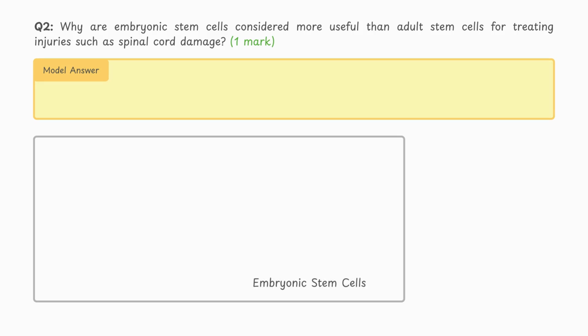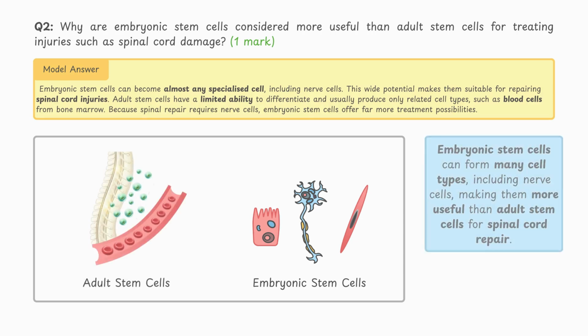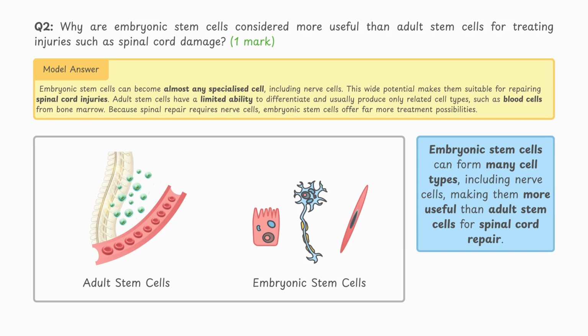Embryonic stem cells can become almost any specialized cell, including nerve cells. This wide potential makes them suitable for repairing spinal cord injuries. Adult stem cells have a limited ability to differentiate and usually produce only related cell types, such as blood cells from bone marrow. Because spinal repair requires nerve cells, embryonic stem cells offer far more treatment possibilities.